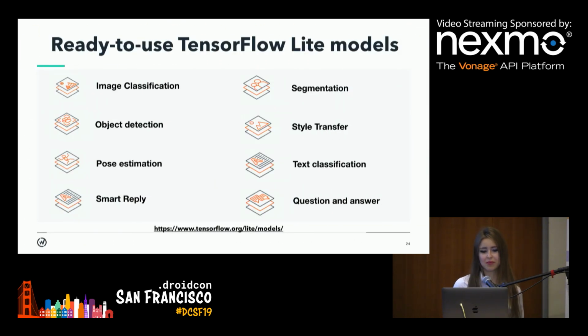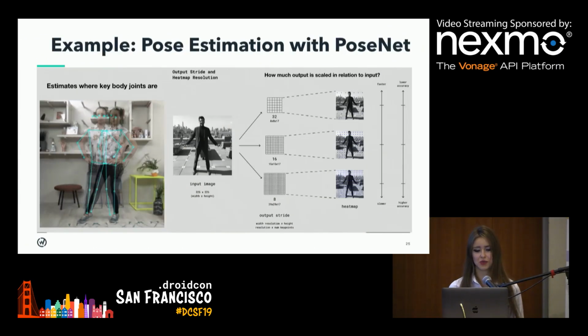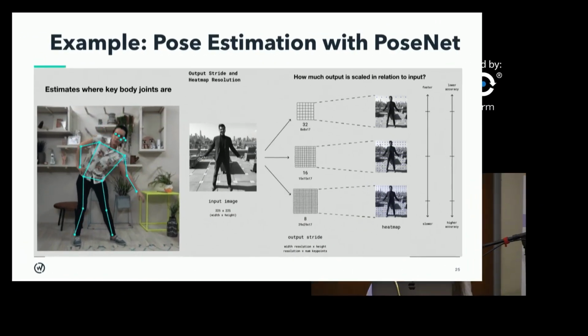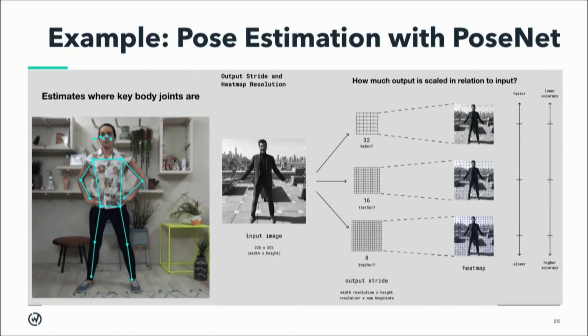Okay, so what are some ready-to-use TensorFlow Lite models? So you can check those out on the TensorFlow website. So that's image classification, object detection, pose estimation, smart reply, segmentation, style transfer, text classification, and question and answer. And today we're going to look at an example for pose estimation. I thought it was a fun one. Maybe it's because I like dancing.